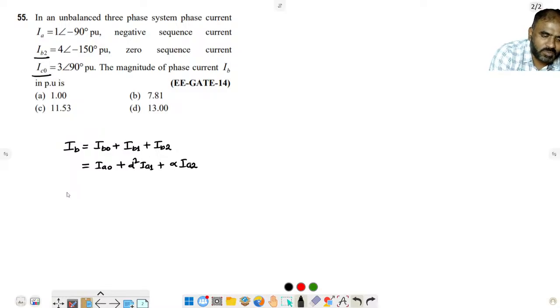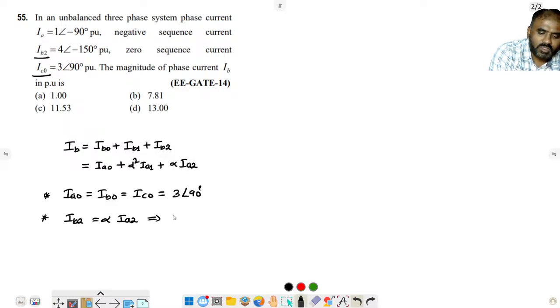So what I am saying is IA naught equals IB naught equals IC naught. So using this relation I can write IC naught, that is 3 at an angle 90 degrees. Good. Now tell me, IB2 is given, then I can calculate IA2. What is the relation? IB2 equals alpha times IA2. From this, IA2 equals alpha square times IB2, because 1 by alpha is alpha square.